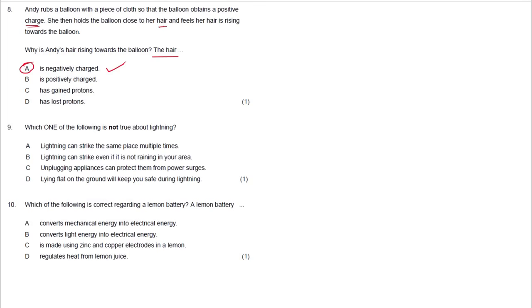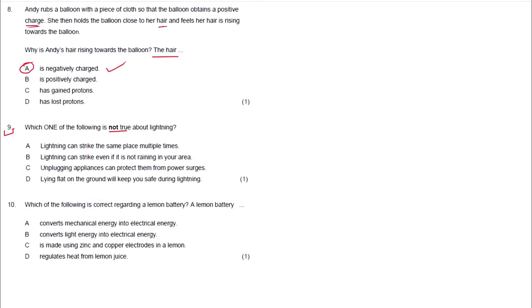And then next, we will move to our next question, which is question 9. So question 9 says, which one of the following is not true about lightning?